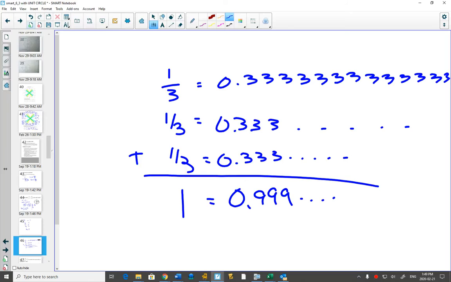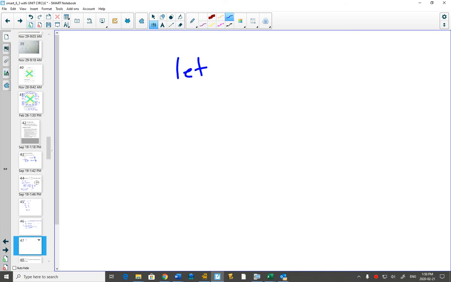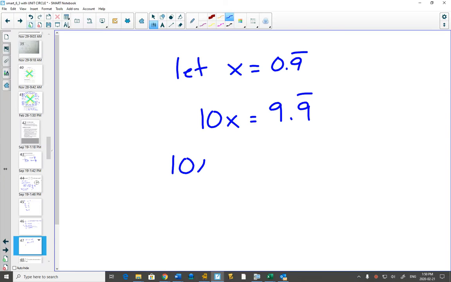And the last one I'm going to show you, let's say x is 0.9 repeated. Okay, we're going to start with that. So if I have x equal to 0.9 repeated, if I multiply both sides by 10, would you agree that just move the decimal place over and you would have 9.9 repeated? Okay? Then if on the left side I subtract x, on the number side I'd subtract 0.9 repeated. Does that make sense? Everything good so far?